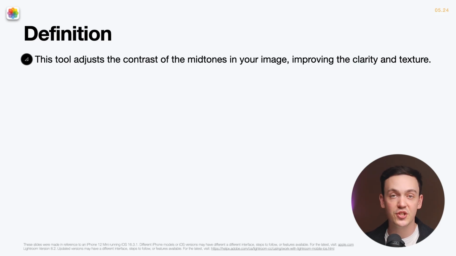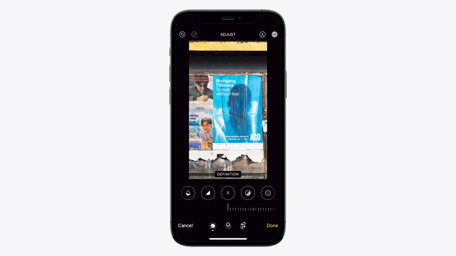I find that iPhones and digital cameras in general are already pretty sharp, so I usually only apply sharpening just a little bit, if at all. The definition tool also increases the detail of your image, but it does so by increasing the contrast in the midtones of your image. By increasing the contrast in just the midtones, you get the effect of more clarity and texture in your image. Again, this tool should be used sparingly because it can quickly give unnatural looking results.